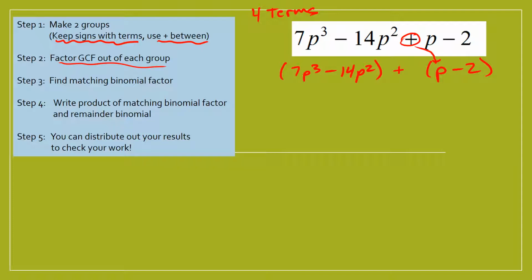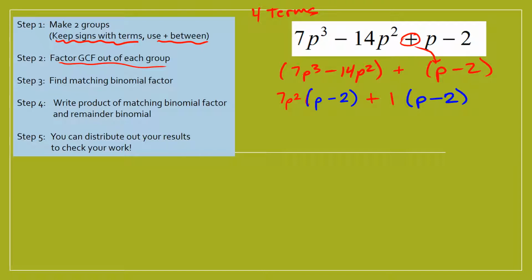So the GCF in this first group is 7p squared, and we'd be left with p minus 2. Put that there like that. And then in the second, we'll bring the plus. In the second group, there is no common factor except 1, so we'll just take out a 1. And we'll have a remainder of p minus 2.